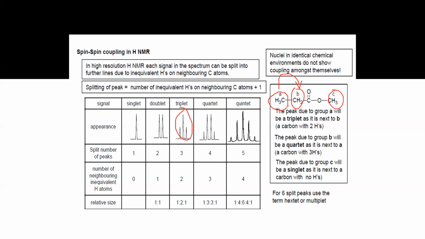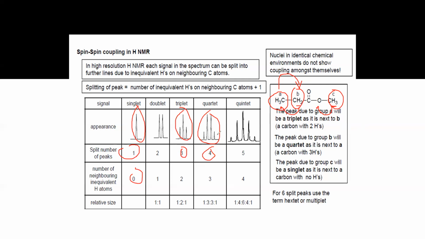Because the neighbor has 2 hydrogens, it will split into 3 peaks. For CH2, the neighbor has 3 hydrogens, since next to it there is no hydrogen on the other side. If there are 3 hydrogens, how many peaks will it split into? It will split into 4 peaks, a quartet. And for C, the neighbor is 0. If the neighbor is 0, how many peaks will it split into? Only one, a singlet. So what we will get is a triplet, a quartet, and a singlet.